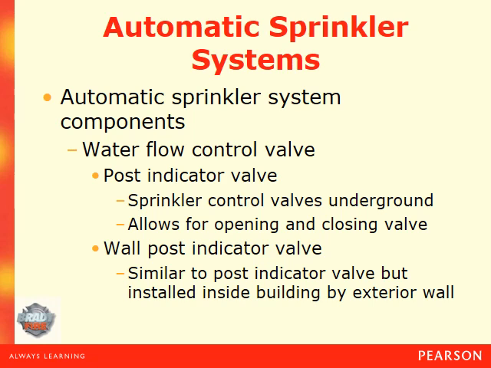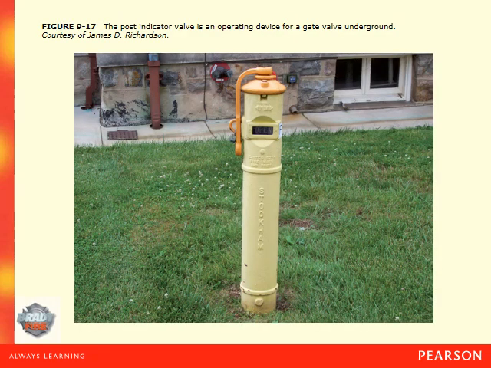One is a post indicator valve, often found in the yard. This sprinkler control valve is underground and allows for opening and closing of the valve. Another type is the wall post indicating valve, which is similar to the post indicating valve, but it's installed inside the building by an exterior wall. You can tell whether or not water is flowing through the system by looking in this window here. It should say opened or closed, depending on whether the valve is open or closed.